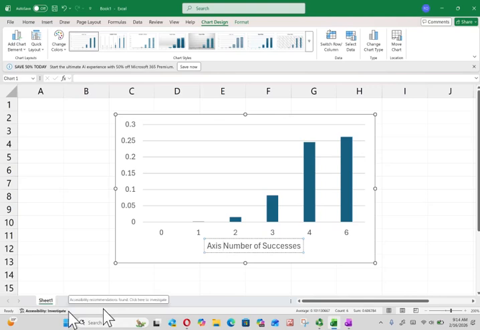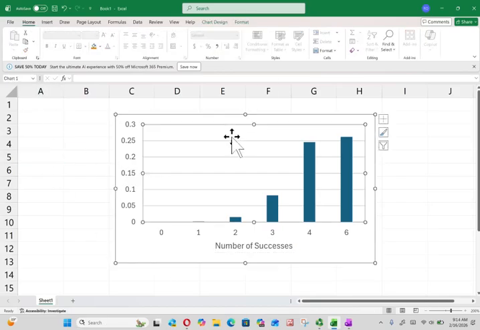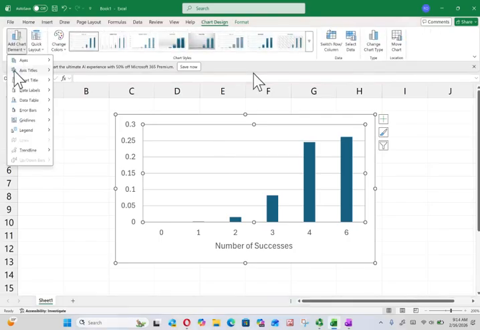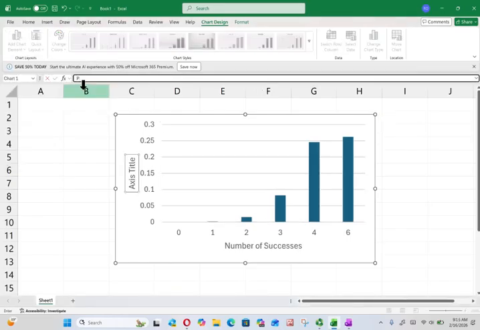And just as an aside, anytime you do something that you might need to remember, label the crap out of it. Everything you can put on it that helps you remember it. Then back to add chart element. I lost my chart design. Click in it, go to chart design, add chart element, axis title. This time we want the vertical axis. And this is probability.